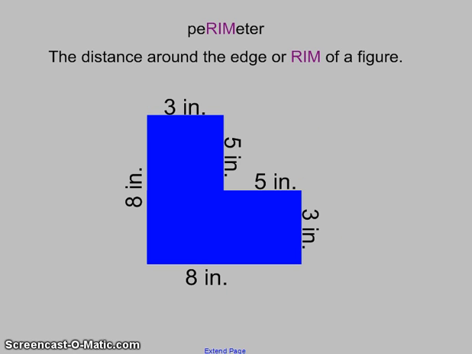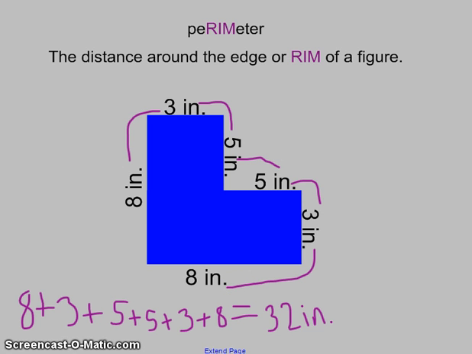There are times when you'll have to find the perimeter of an irregular shape like this one. The process is the same. You just add the distance of each side all the way around the rim of the shape. So you'd have 8 plus 3 plus 5 plus 5 plus 3 plus 8. So the perimeter of this shape would also end up being 32 inches.